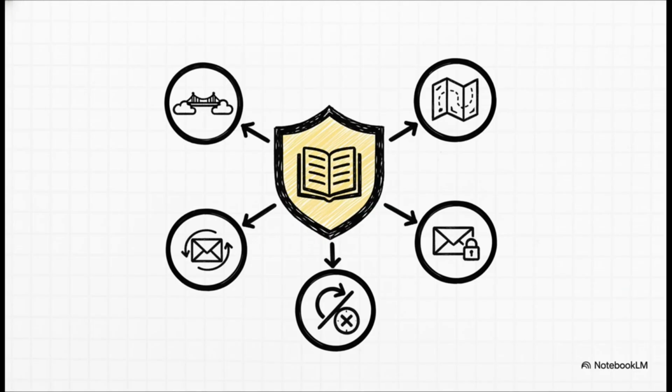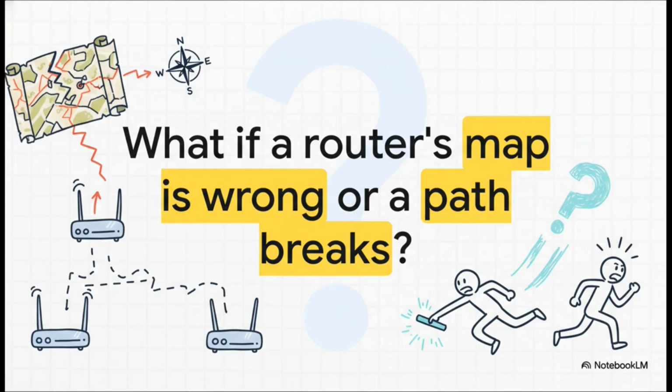And finally, there's a really clever little safety feature called time to live, or TTL. It's like a self-destruct counter on every packet to make sure it can't get lost and just loop around the internet forever. So, we've seen this beautiful, elegant system for how everything works when it all goes according to plan.